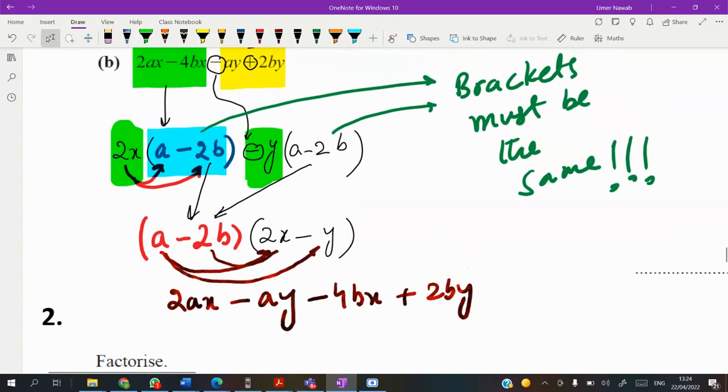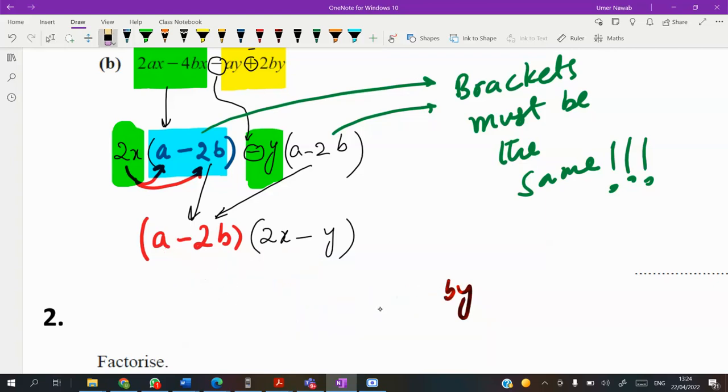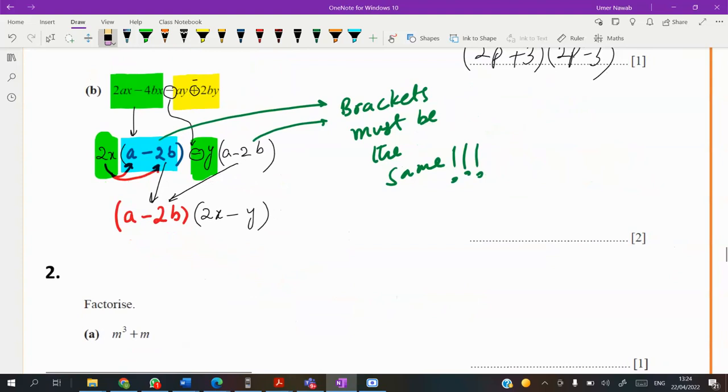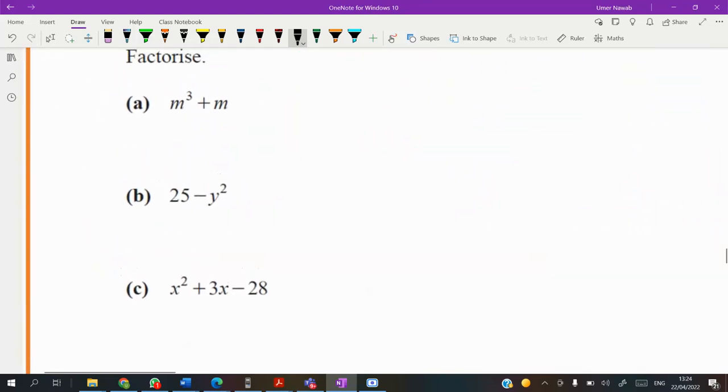Guys, check your work. Is it the same thing? Although my terms are disturbed, check that all four terms match the four terms in the original question. So 2ax minus ay minus 4bx plus 2by. Yes, it is matching. So it means that my factorization is correct. So copy your answer in the answering space: a minus 2b and 2x minus y.